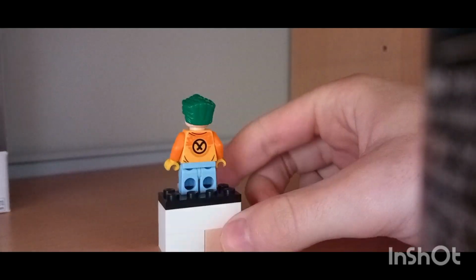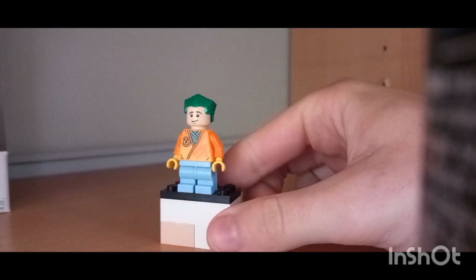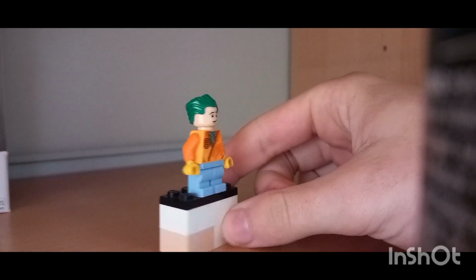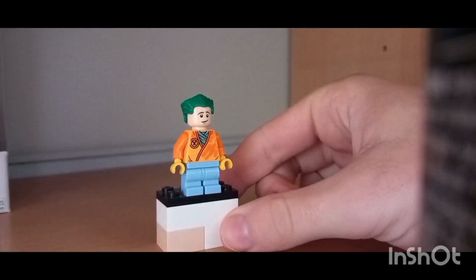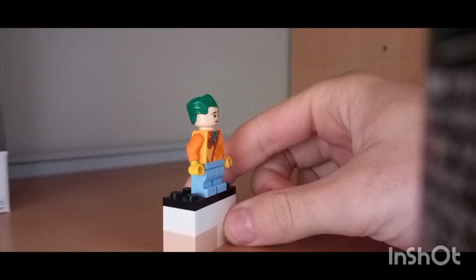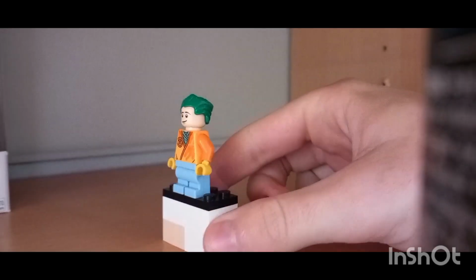So here he is, and the parts that I am using is a very common Luke Skywalker headpiece for him. I'm using the hair from the LEGO Joker from the DC wave, and I'm also using the torso from Aaron from the LEGO Dragons Rising Ninjago series, and the legs are from Will Byers from Stranger Things.